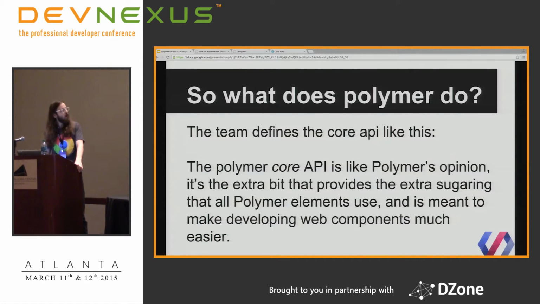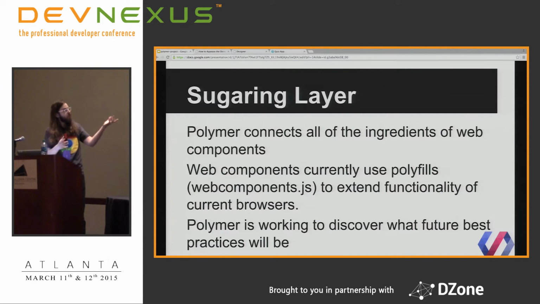So what does Polymer really do? The kind of stuff that I've been telling you about has been really about webcomponents.js, which is the platform layer that everything is built on top of. So Polymer is the sugaring layer. Are y'all familiar with sugaring syntax? You know about that? Some people? Okay, cool. It's just a way to make things more palatable. So we're able to extend all this stuff with sugaring layers.